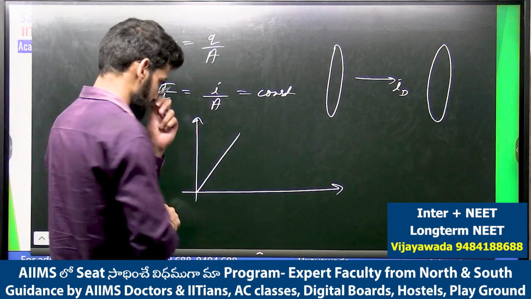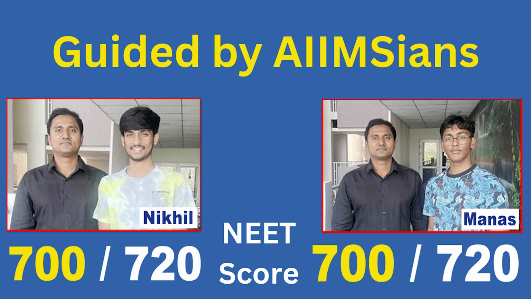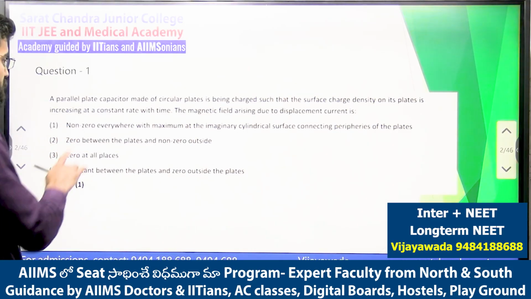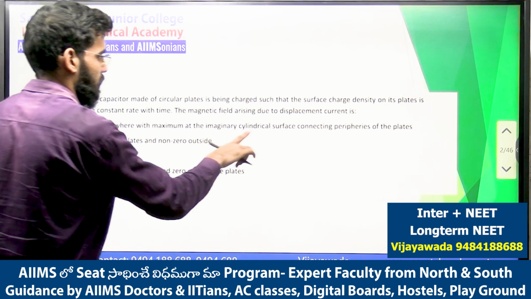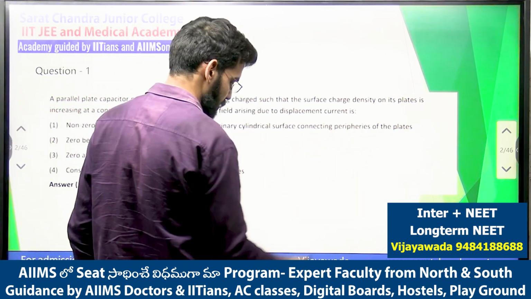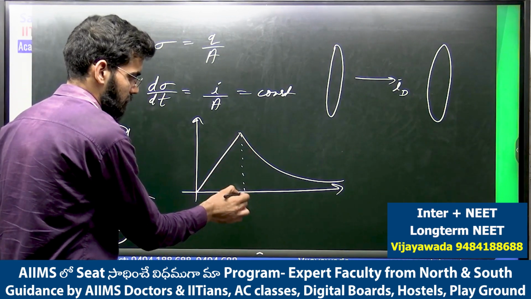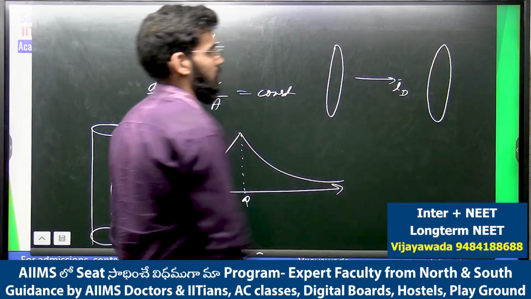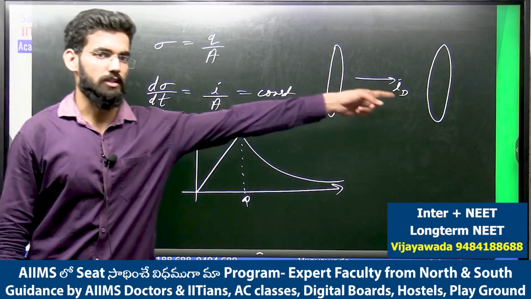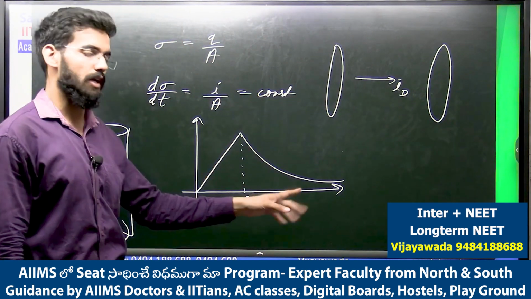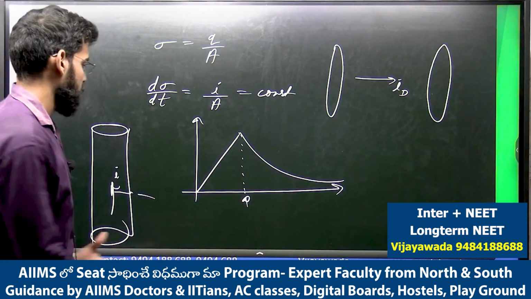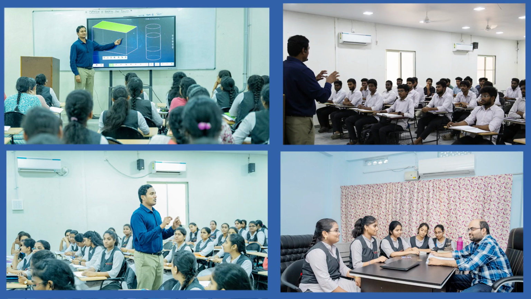The graph says the field increases linearly, proportional to R, and then afterwards is inversely proportional to R, like this. If you go by the options, the first option says non-zero everywhere with maximum at the imaginary cylindrical surface connecting peripheries of the plates. So option A is correct, maximum at R on the surface. The main concept was that you have to find out that current is constant. If current is constant, then the magnetic field graph will come like this, assuming this is a cylinder. Inside it varies linearly and then a 1 by R relation. That's how you do the first question.